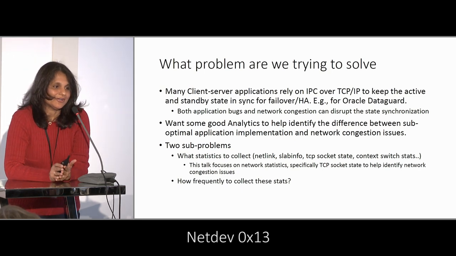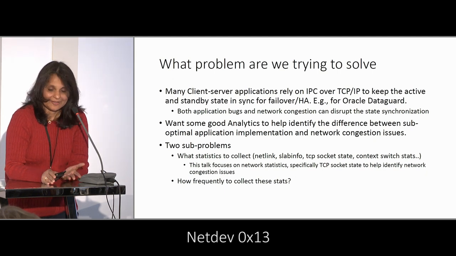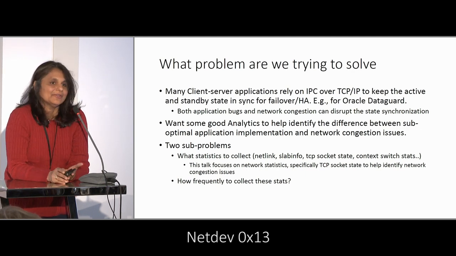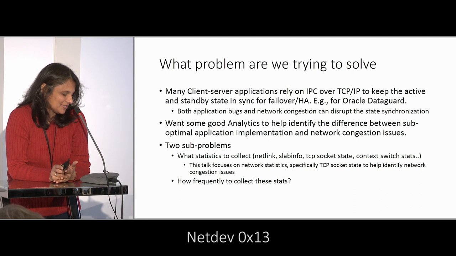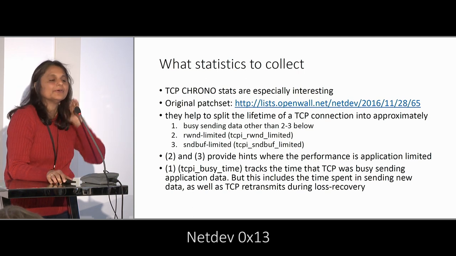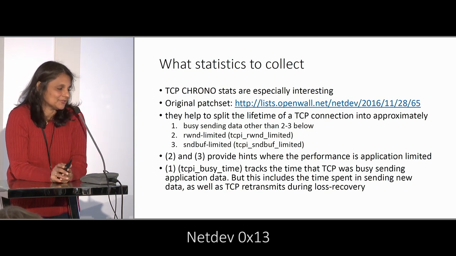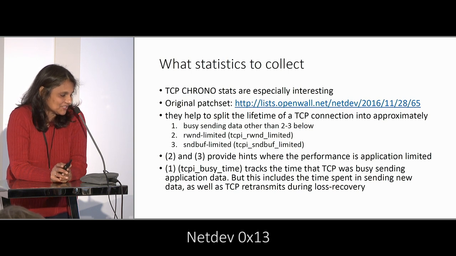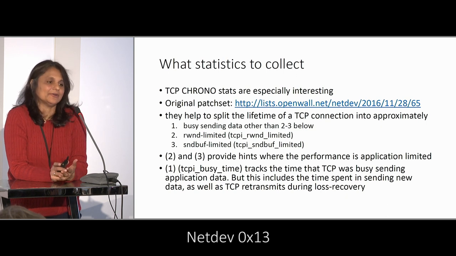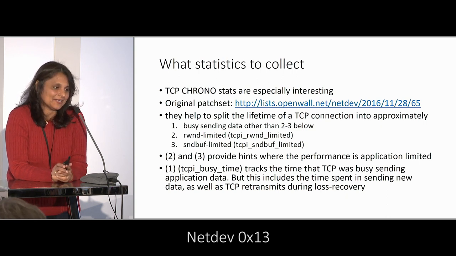We won't talk about the statistics that you need to figure out the application bottleneck because you're netdev. So let's look at the network statistics that are helpful in this case. There were two sub-problems. One is what statistics to collect, and the next one is how frequently to collect them. When I was looking at it, the TCP chrono stuff is especially useful. It's very neat that it splits up the connection time into the time that you were busy sending data, the time you were receive-window limited and the sndbuf limited. So if you see high values for receive-window limited and sndbuf limited, the chances are high that it's an application bottleneck. Of course, you could have bugs in your auto-tuning and stuff like that, but it's very likely that it's an application problem.